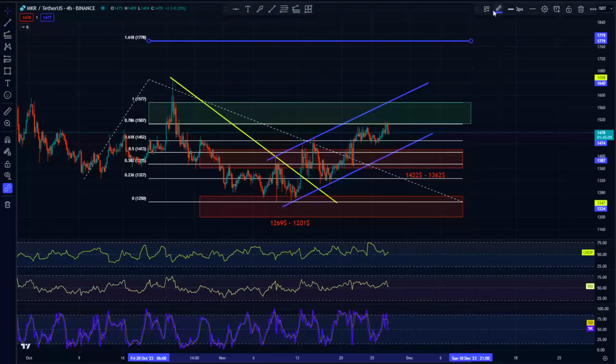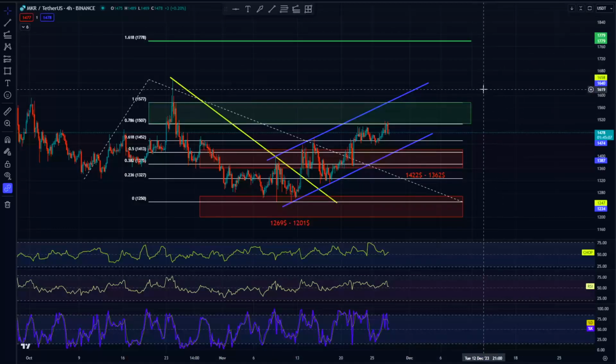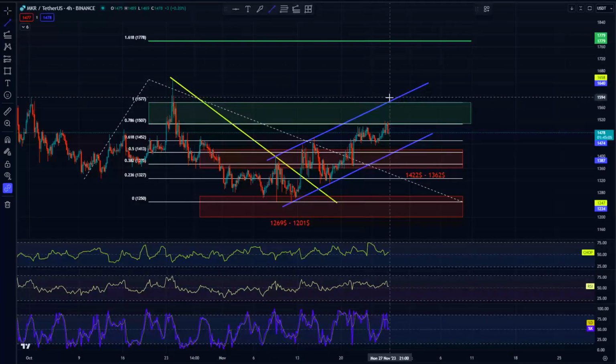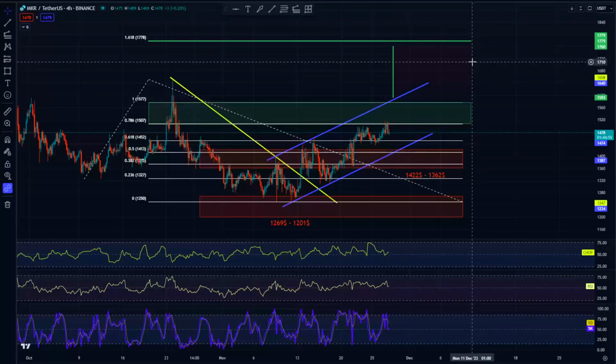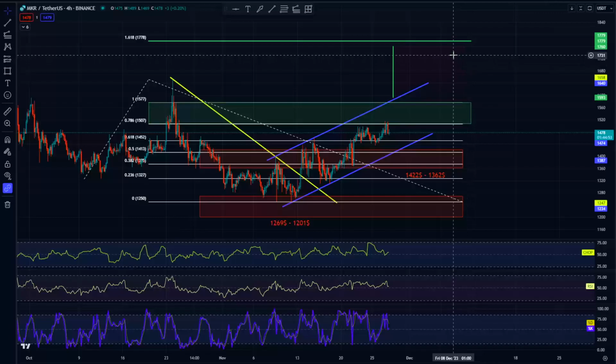However, if we manage to get out of it and then test it positively, we can see a strong increase towards the resistance level at $1,779, and when we measure the height of the current channel, we can see that going up from this channel could result in an increase at this level.